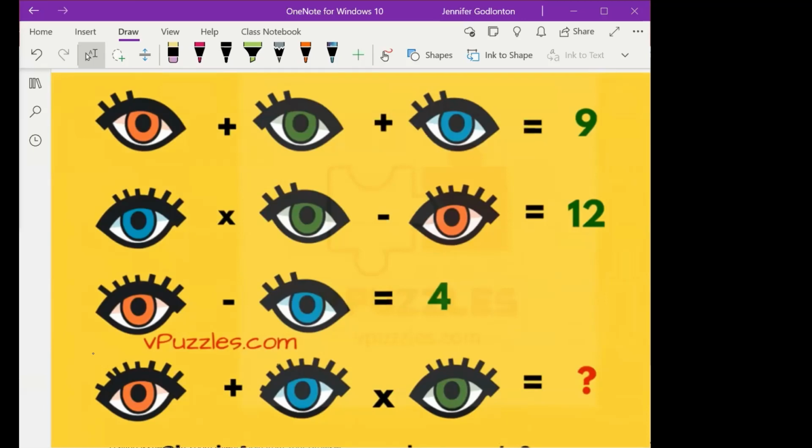No answers yet. Not 16. Not 12. Not 4. No, not 3. Not 6. Not 96. 56. There we go. See, Mom Kelly got it right. That's awesome. Let's see if anyone else can figure it out. The answer is definitely 56.